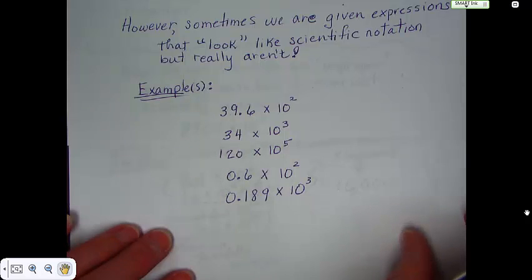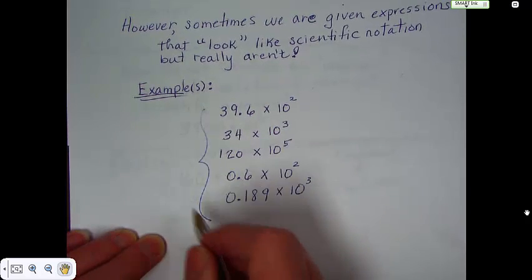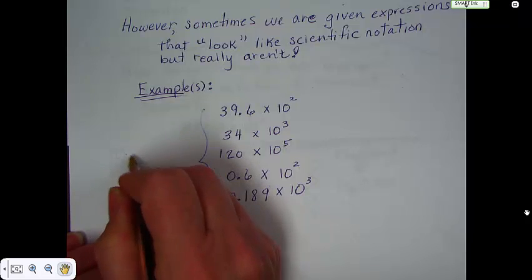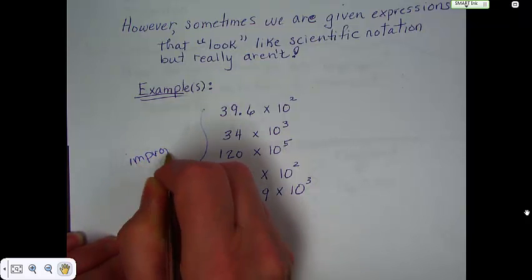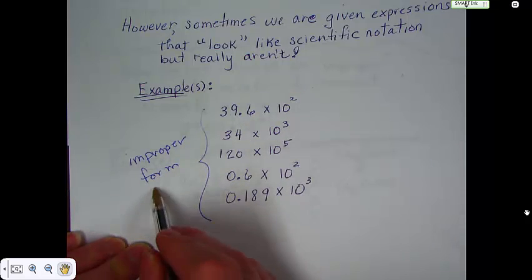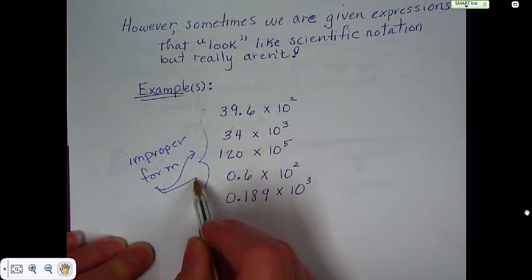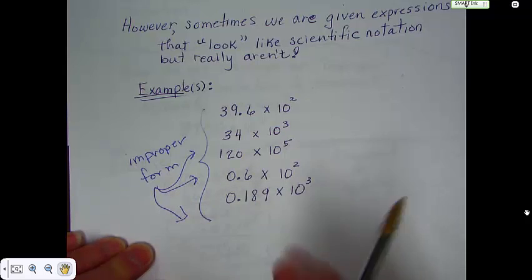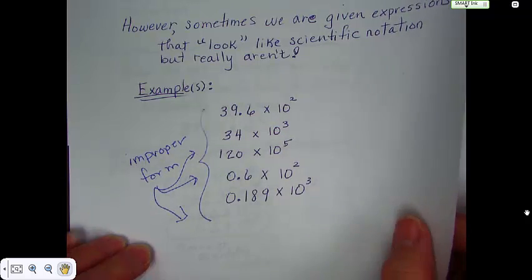These are all wrong. These are improper forms. So if you write these in your notes, which I hope you will, just to kind of remind you of what it shouldn't look like, these are all improper forms of scientific notation. So how are we going to fix that?